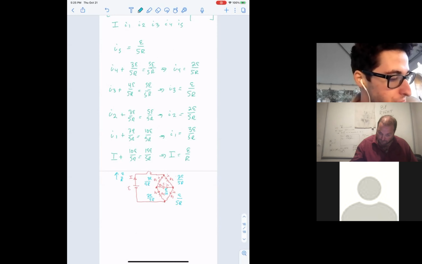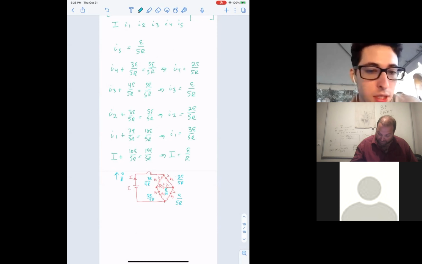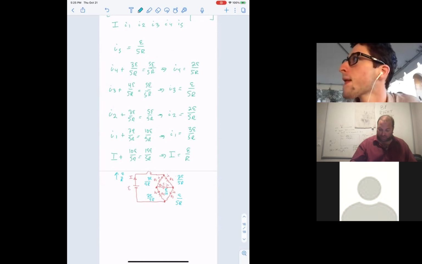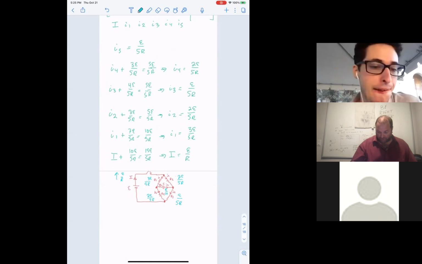Hmm. Because I5 is 3R. I mean, the R5 is 3R and the rest are all R. Oh, that's right. That's right. But the current should still add to the right amount, though. But you said 3E, and then times 3 times R, so they cancel. And it's E over 5R.